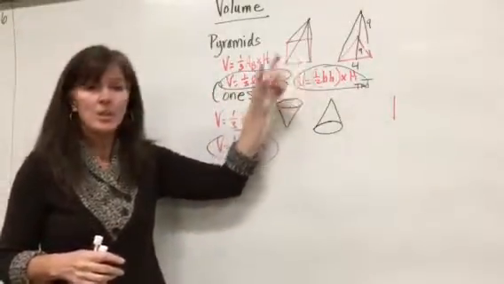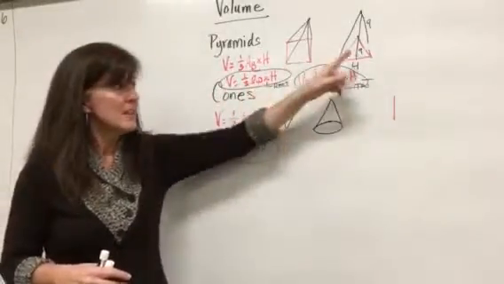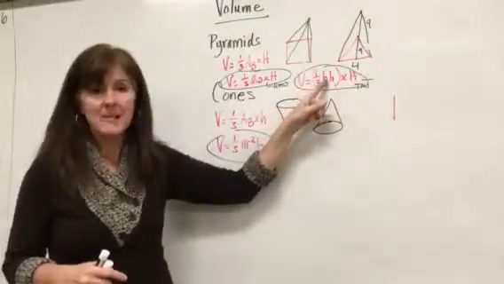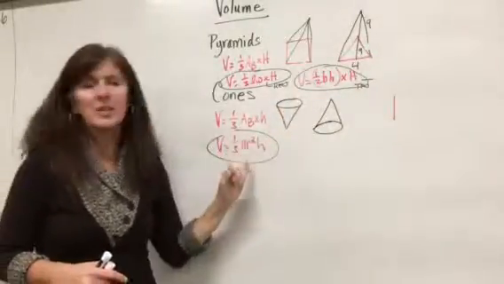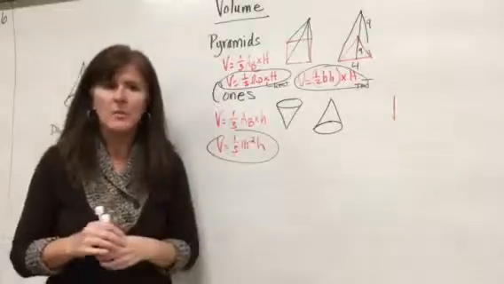If it's a rectangle or a square, we're going to do length times width. If it's a triangle, we're going to do 1/2 base times height. And if it's a circle, we're going to do pi r squared. So that should help with that part.